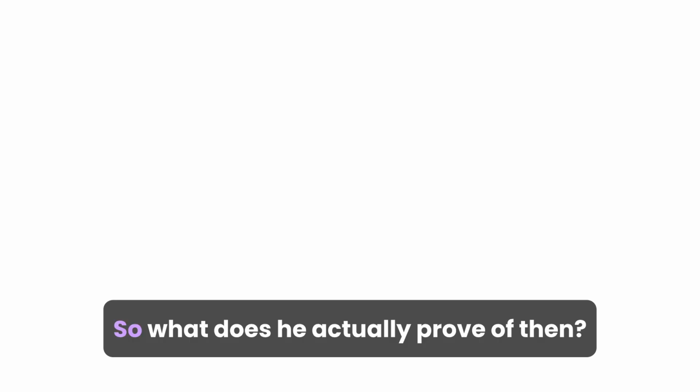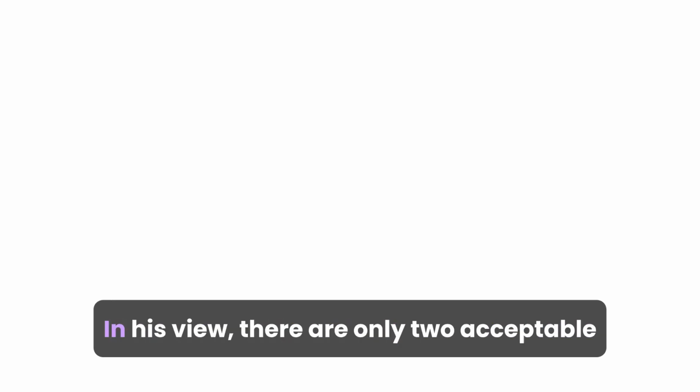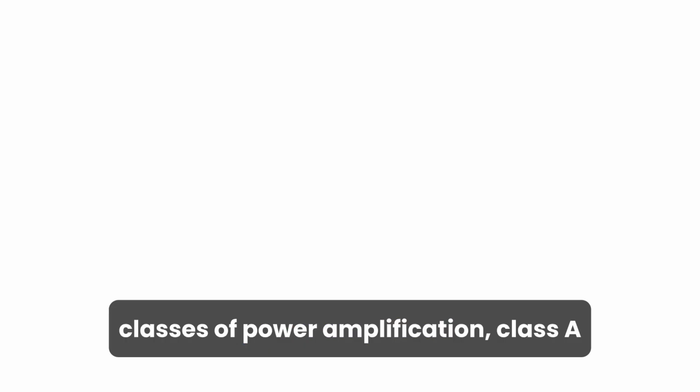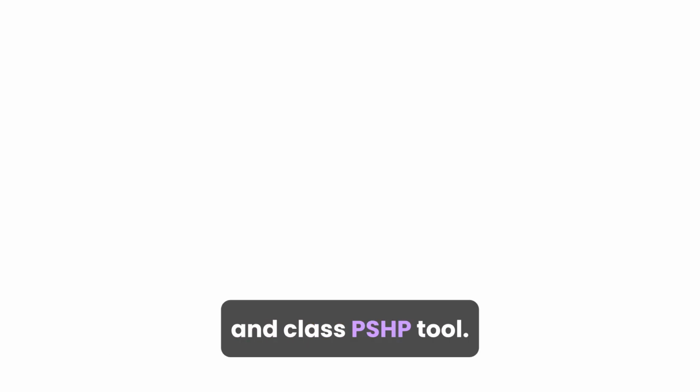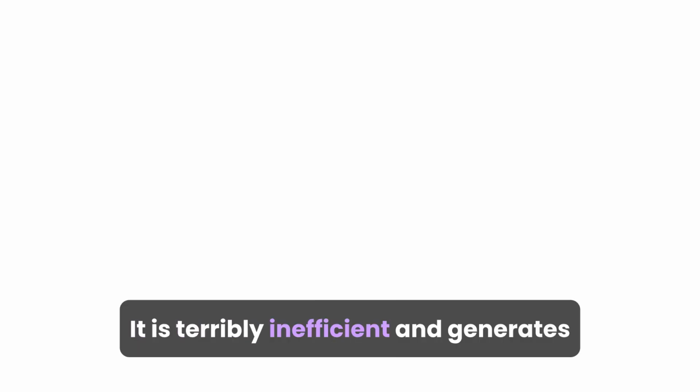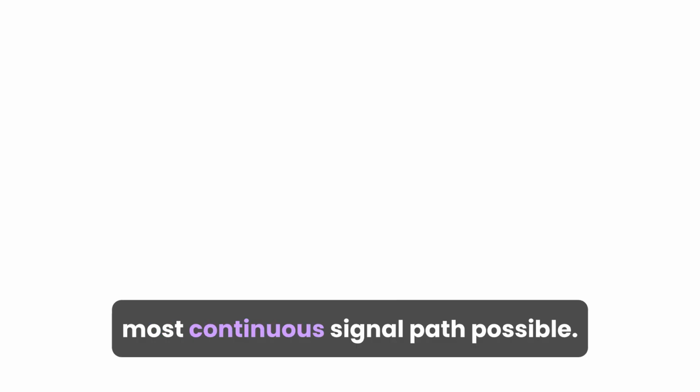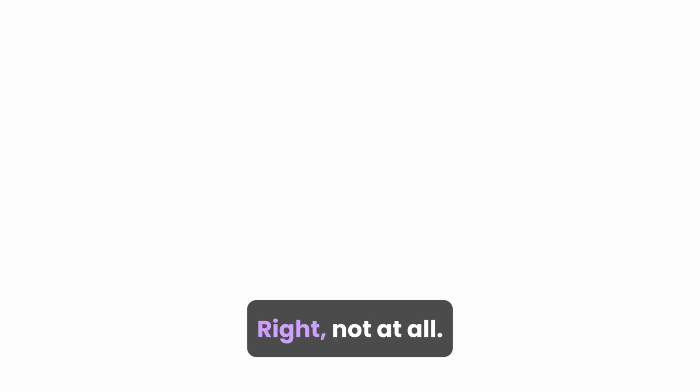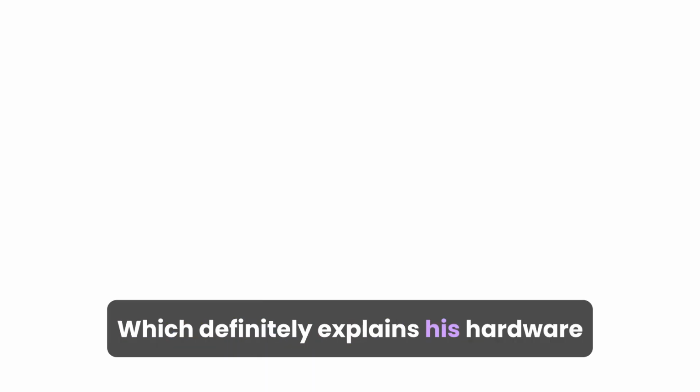Ah, I see. So what does he actually approve of then? In his view, there are only two acceptable classes of power amplification, Class A and Class push-pull. That is it. And Class A is the one where the transistors are just fully powered on 100% of the time, right? Exactly. It is terribly inefficient and generates massive heat, but it provides the purest, most continuous signal path possible. So no crossover stutter like we mentioned earlier. Right, not at all.